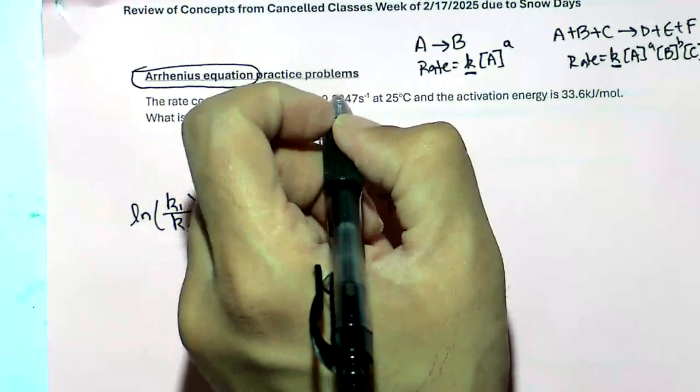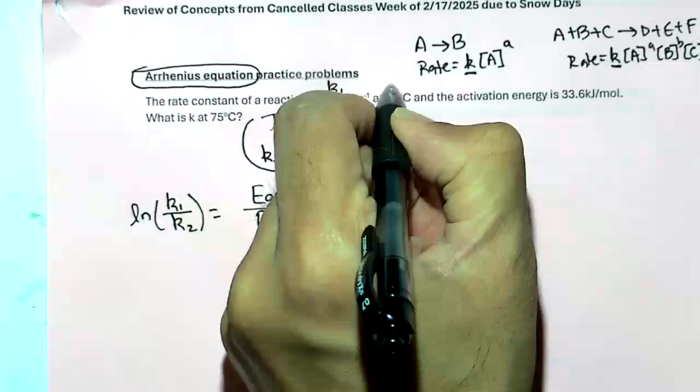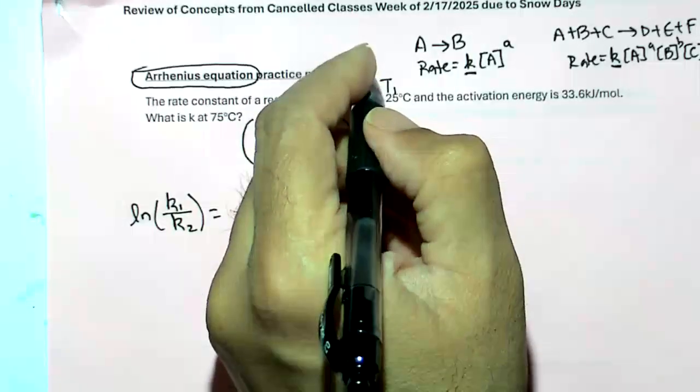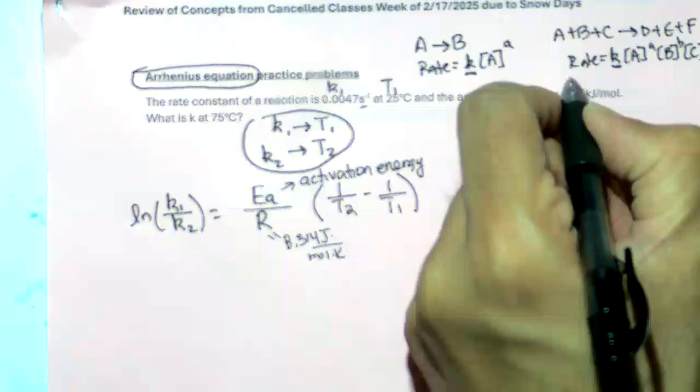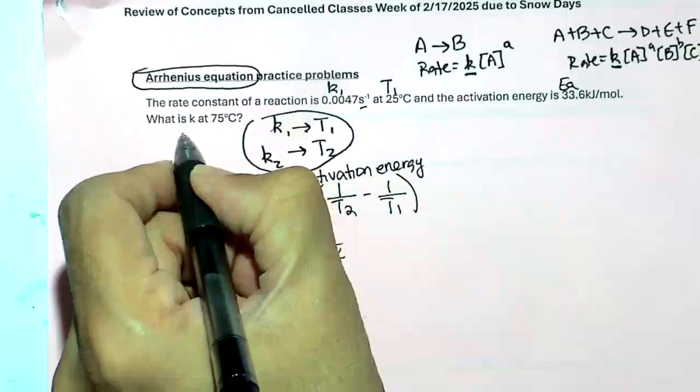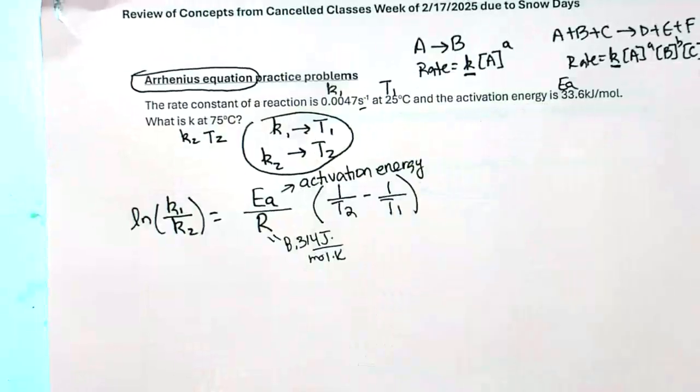All right, so the rate constant of a reaction is 0.0047 inverse seconds. We'll call that k1 at T1. We quote it at a specific temperature. And the activation energy is 33.6 kilojoules per mole. What is this k? We'll call it k2 at this new temperature, T2.